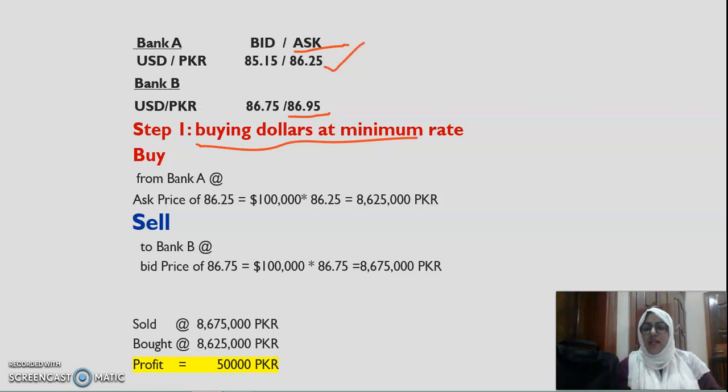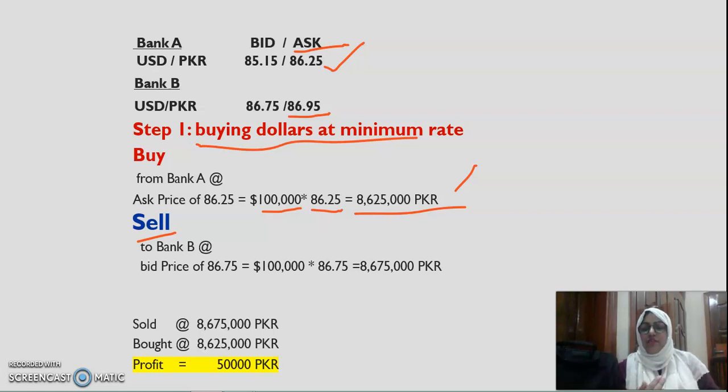I am choosing this rate, and what I have to do is simply multiply the $100,000 that I want by the rate I have to pay for every $1. The total amount is 8,695,000 PKR. This is the amount that I have to pay to the bank to gather the 100,000 dollars. Having done that, I would like to sell the same $100,000 to the bank which is offering more payment when they buy from me.